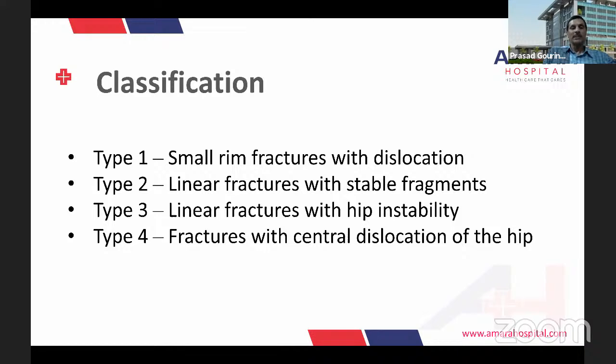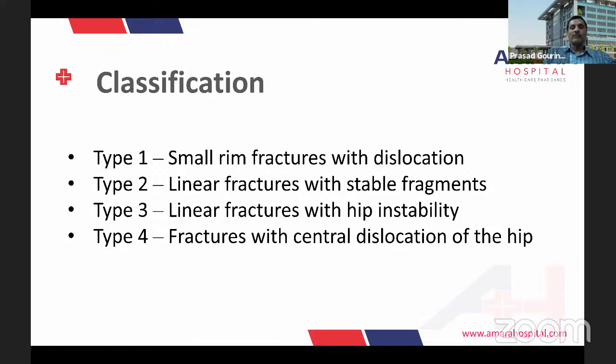I don't know exactly what this means. Type four is fractures with central dislocation of the hip. These are patterns that are commonly seen, but one, three, and four are all associated with hip instability like dislocation. So that's the main crux. In pediatrics, most often when they break the acetabulum, there's hip instability like dislocation.